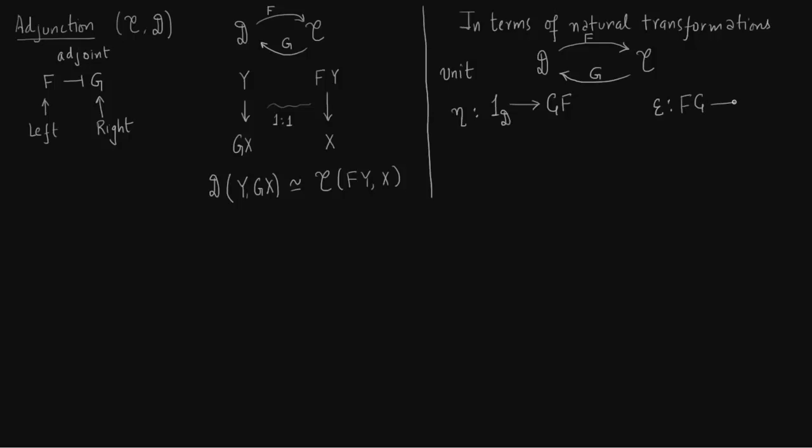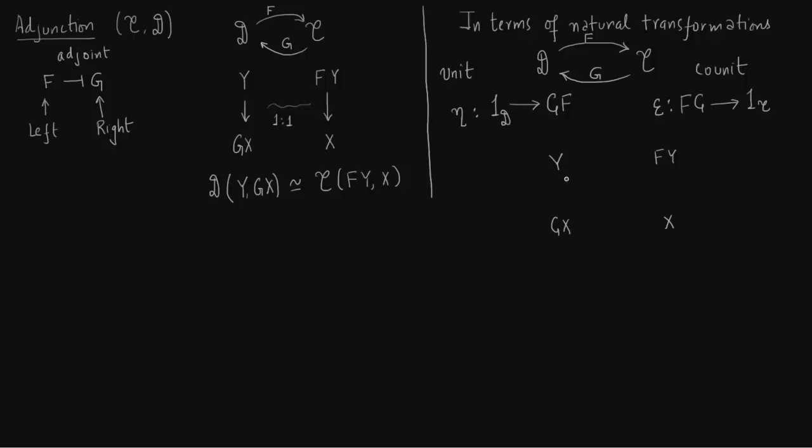Correspondingly, we have a co-unit of adjunction. It takes FG to 1_C. So there are two functors which take category C to category C. One is you first apply G and F, and the other is the identity functor, so you have two functors. Now these should satisfy the triangle identities. So this is how we write the triangle identities.